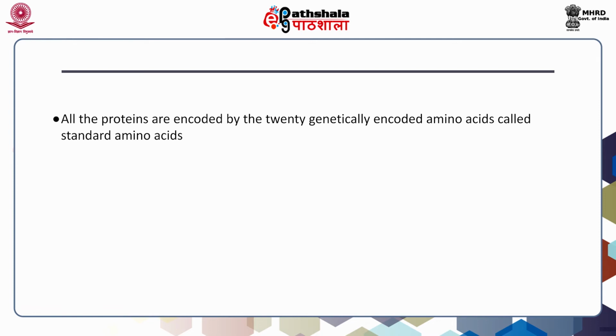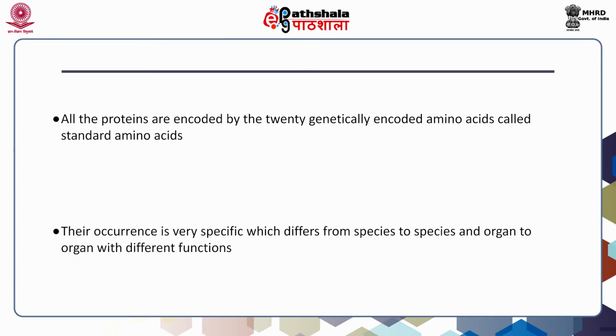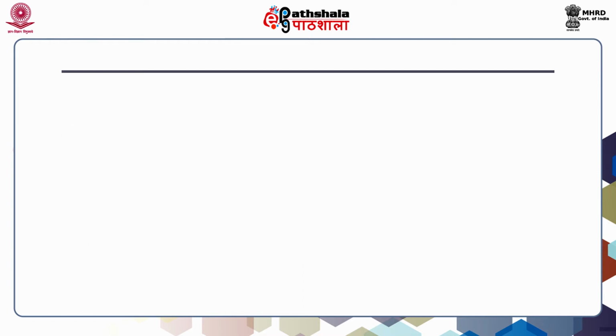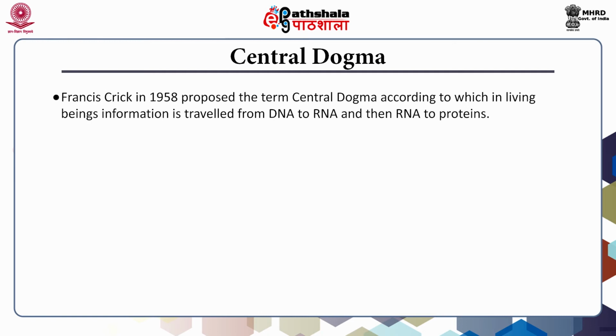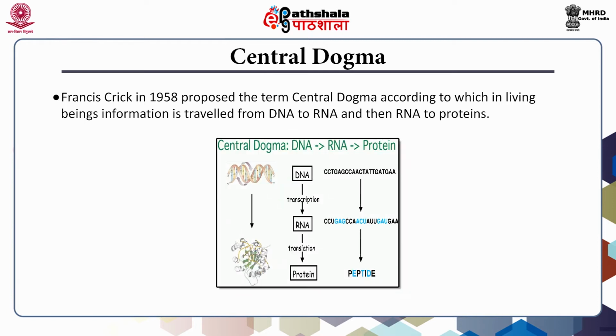All the proteins are encoded by the 20 genetically coded amino acids called standard amino acids. Their occurrence is very specific, which differs from species to species and organ to organ with different functions. Central dogma. Francis Crick in 1958 proposed the term central dogma, according to which in living beings information travels from DNA to RNA and then from RNA to proteins. The figure below shows the graphical representation of the central dogma.